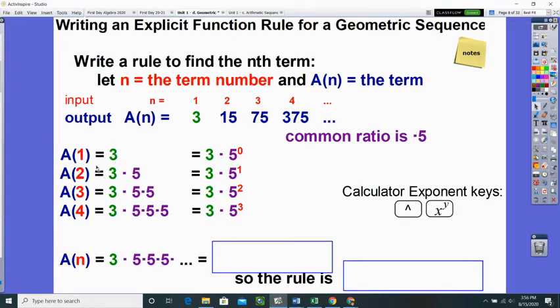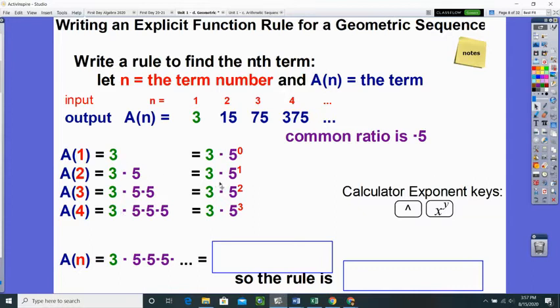A of 1, the first term is 3. So in the first spot is a 3. In the second spot, you take the 3 times 5. Are you with me? There's the 15. Now the 15 drops down, and we need to take that 15 times another factor of 5 to get the third term. And that would give us the 75. And then that 3 times 5 times 5, which would be 75, we're going to multiply by 5 again, and that would give us the fourth term.